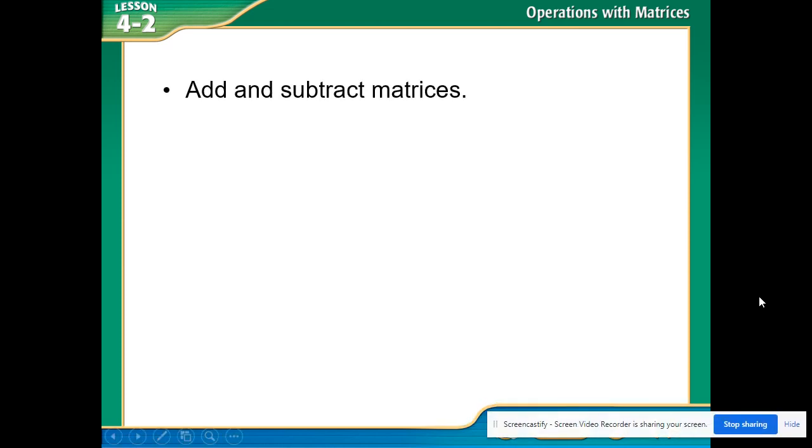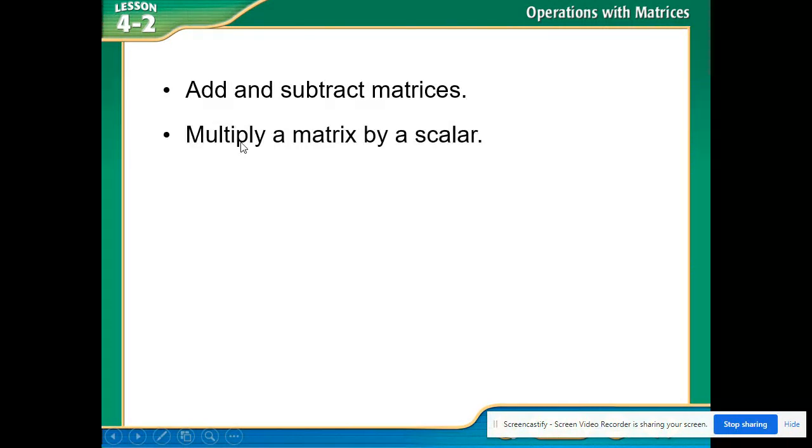All right, today we're going to continue on with our matrices. Now we have two different objectives that we're going to talk about today. First one is we're going to add and subtract matrices. Really rather simple. And not too more difficult is multiplying a matrix by what's called a scalar. We'll go over both of these. There's a key concept for each of them.